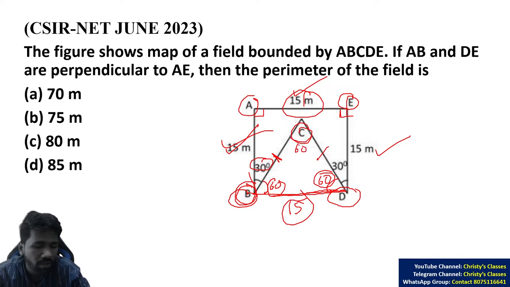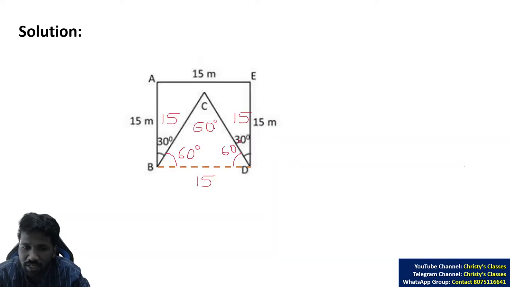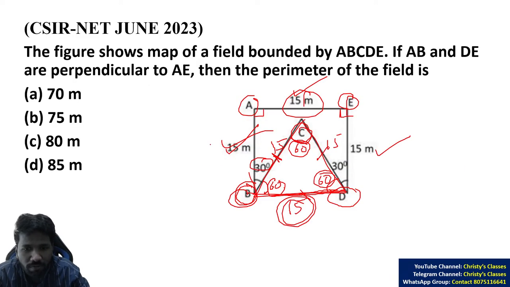Angle sum property of triangles. By the angle sum property, the third angle is 60. So this becomes an equilateral triangle. Equilateral means a triangle whose all sides are equal. It is equiangular and also equilateral. So these three angles are 60, so these three sides should also be equal. So these two must be 15. That is how we confirm that this is 15, this is 15. And adding those 15s, you will get the answer.